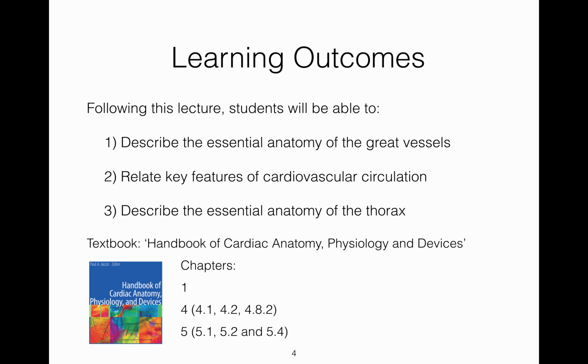Learning outcomes. Following this lecture, you will be able to: 1. Describe the essential anatomy of the great vessels, 2. Relate key features of cardiovascular circulation, and 3. Describe the essential anatomy of the thorax. The textbook is the Handbook of Cardiac Anatomy, Physiology and Devices, Chapters 1, 4 and 5. Note that not all parts of Chapters 4 and 5 relate to this lecture.